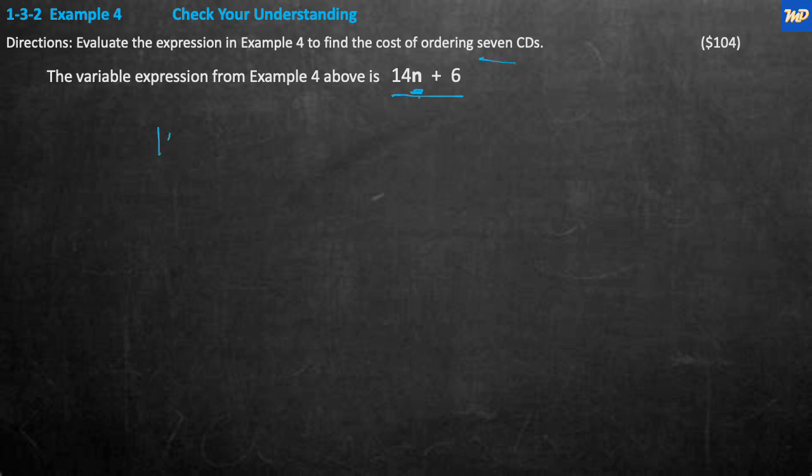So we have 14 times 7 plus 6. We have to do the multiplication first. So 14 times 7, 10 times 7 is 70, 4 times 7 is 28. So we're at 98, 98 plus 6, and I'm going to say dollars because this was dollars up here, that's the cost. 98 plus 6 is $104. Very good. We've completed this section.